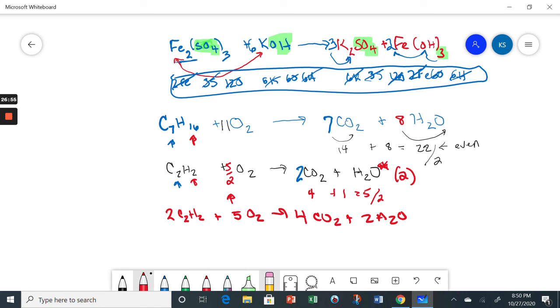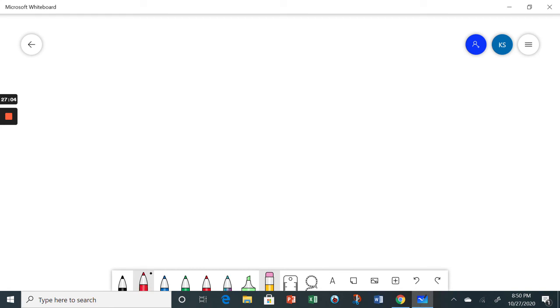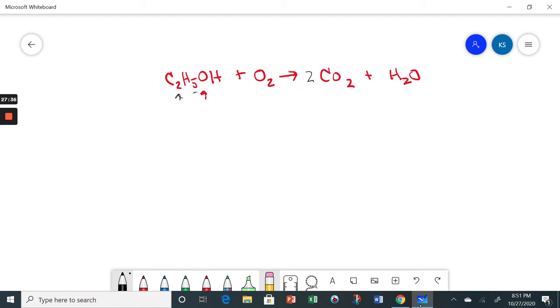Okay? Now, here's a tricky one. And it's not on your notes. C2H5OH. Look what's in this one. An O. Now it kind of messes up our balancing. But it's still kind of the same procedure. I balance C first. 2, 2. H is next. Notice 5 plus 1 is 6.